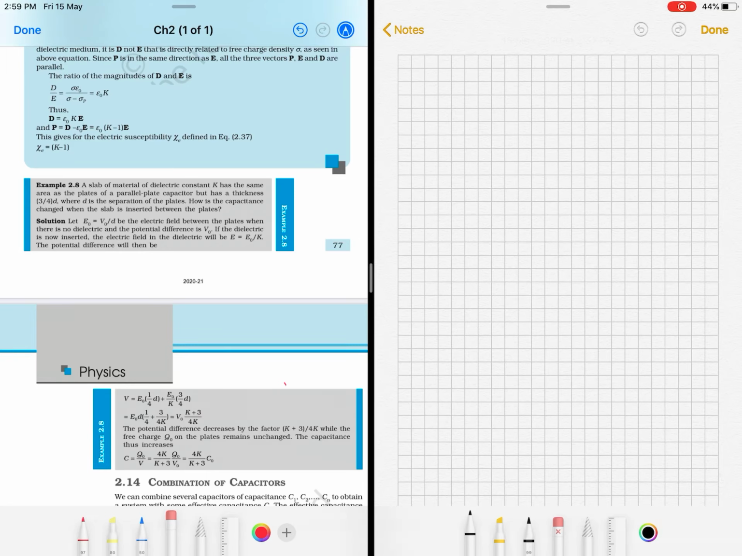In my previous video, the numerical problems that were discussed were the examples on electrostatic potential. Today, we will consider the examples and the numericals from the exercise of this chapter 2.1. So here is the first example.